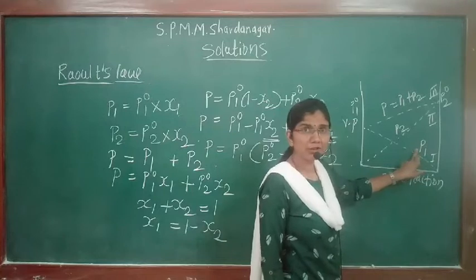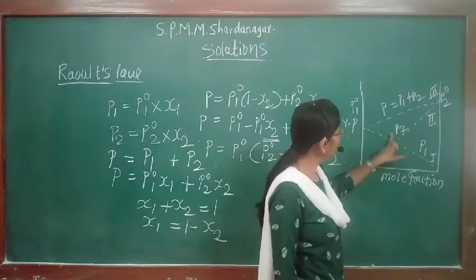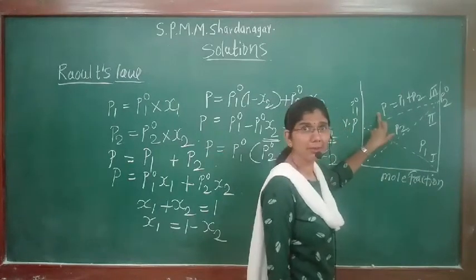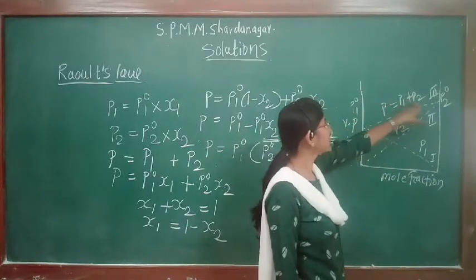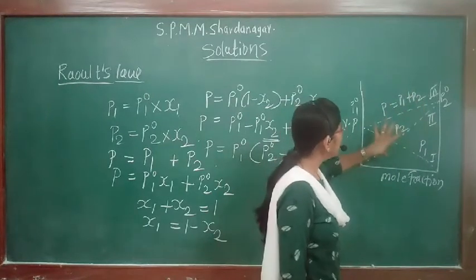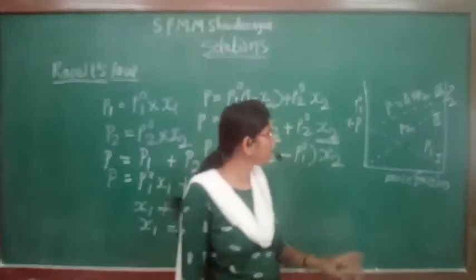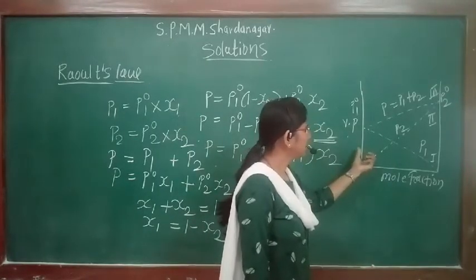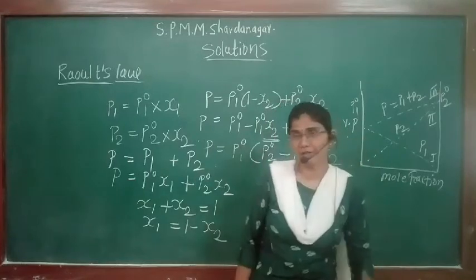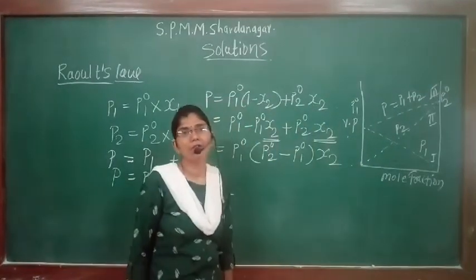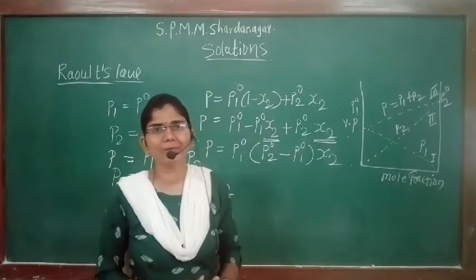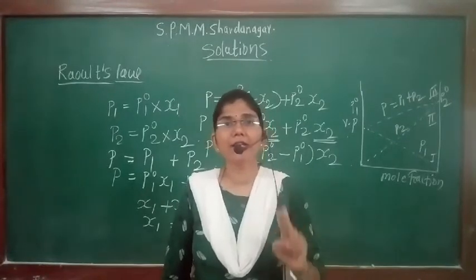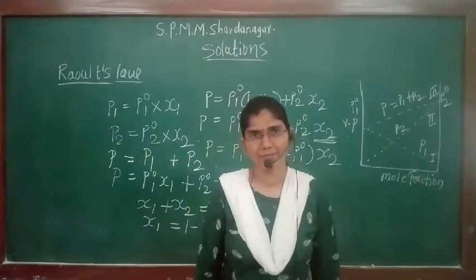P1 is the partial pressure of the first component, P2 is the partial pressure of the second component, and P is the total pressure due to the first and second components. So if we plot a graph of vapor pressure versus the mole fraction, it looks like this. This is the statement and derivation of Raoult's law for both liquids if they are volatile.